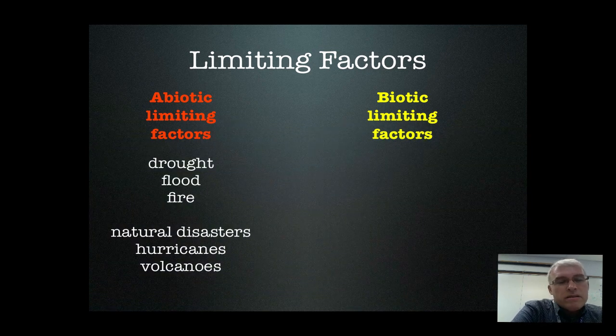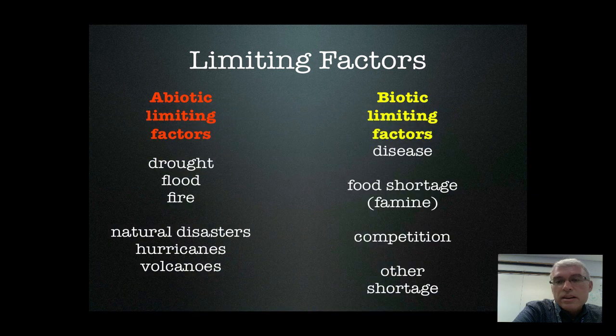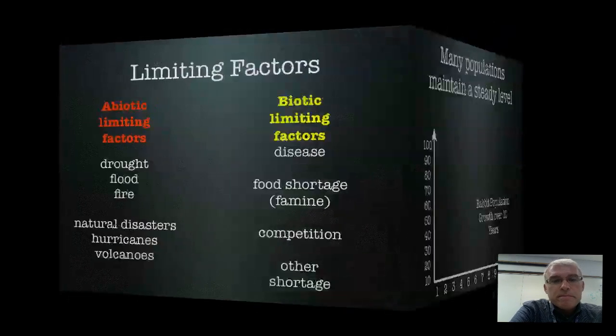Abiotic limiting factors are things that have nothing to do with living organisms, things like droughts and fire and flood and other natural disasters. Biotic factors are the things that do involve a living component, such as diseases, running out of food, competition, some shortage of something else, like maybe an animal needs to nest in trees and there are no more trees or there's no more room in the trees. That would be a biotic limiting factor.